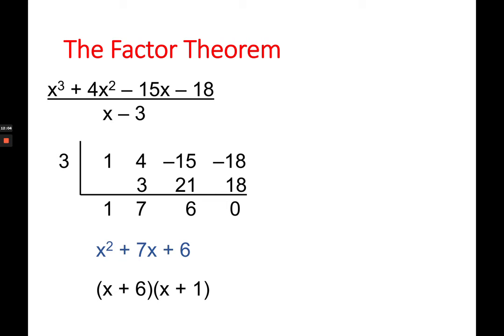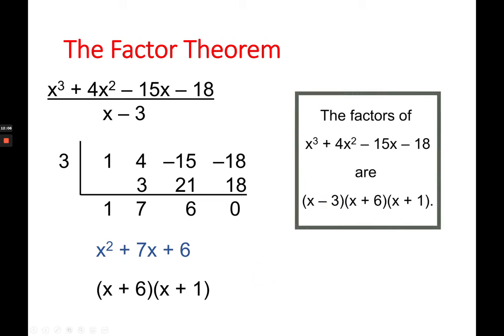And amazingly, we were able to factor x cubed plus 4x squared minus 15x minus 18 by synthetic division. The factor is x minus 3 because when we divided it, it results to 0. And then we just tried simple factoring: x plus 6, x plus 1. Without a calculator, we were able to factor a polynomial of degree 3.